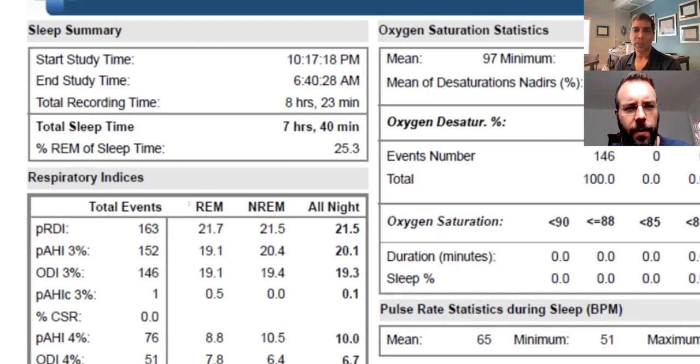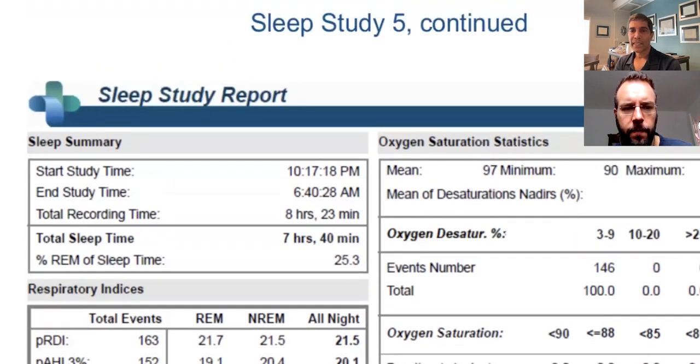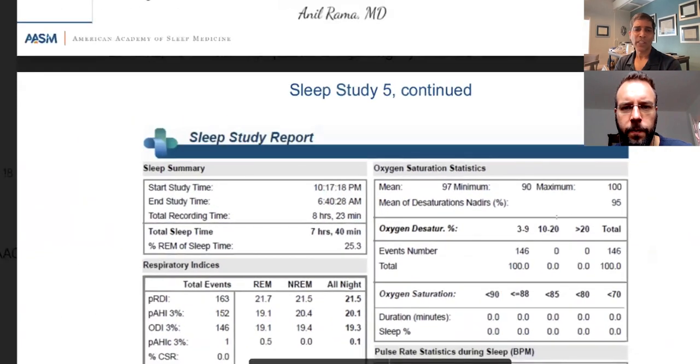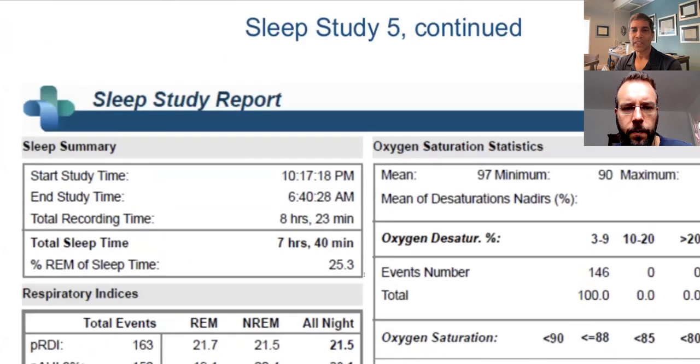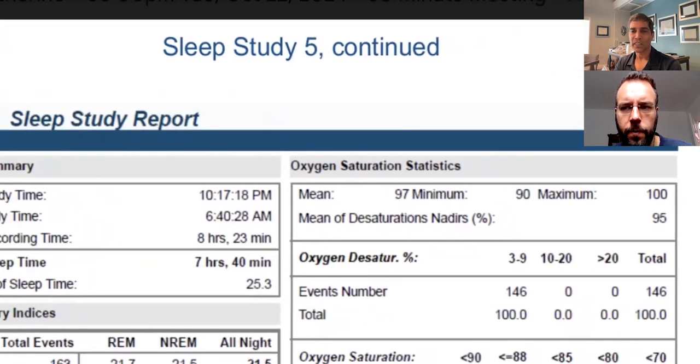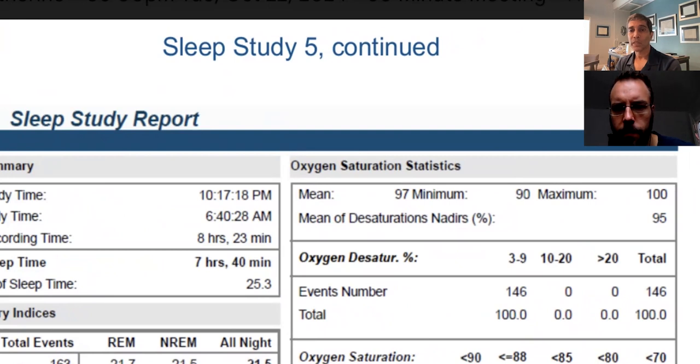It didn't really matter if the person was in REM versus non-REM because the numbers are similar. And no central apneas, right? 0.1, that's all good. And I only look at the Medicare numbers if the patient is older and needs to look at it. Average oxygen is 97%. Excellent, right? That's solid. You get so used to these 94s, you think they're normal and they're not. Minimum is 90%.